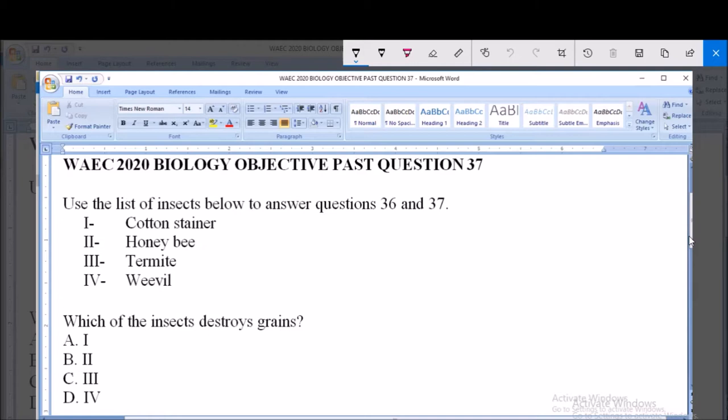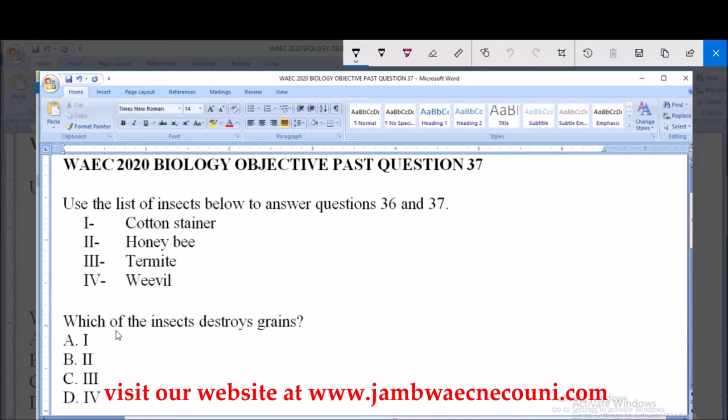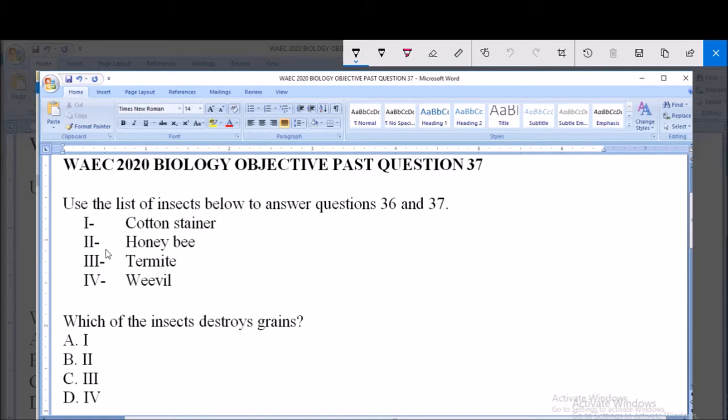So we have a list of insects that we have to use to answer this question. So we have cotton stainer, honeybee, termite, weevil. The question is, which of these insects destroys greens? So A, 1, cotton stainer, B, 2, honeybee, C, 3, termite, D, 4, weevil. Now, among these four insects, the one known to destroy greens is the weevil.